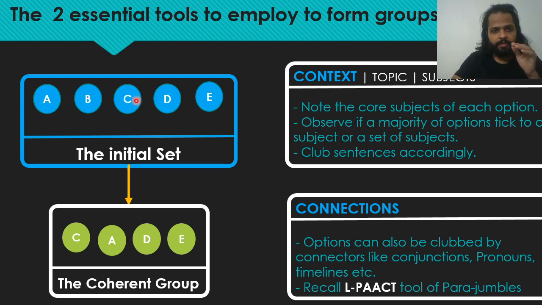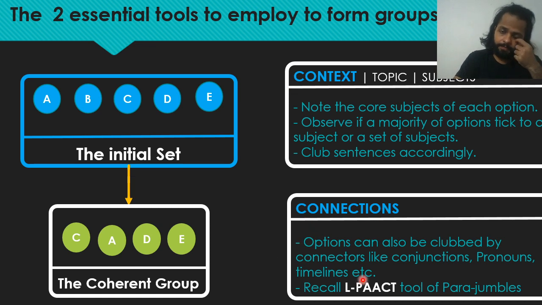And whenever you find that there is some connection between the topics that you've noted for any two sentences, or some very strong commonality, you can check if these two sentences would go together in any way. So note the core subject of each option. Observe if a majority of options stick to a subject or a set of subjects, and club sentences accordingly. There's a typo here, guys, excuse that. So the first C is context. The next C is, guys, connections.